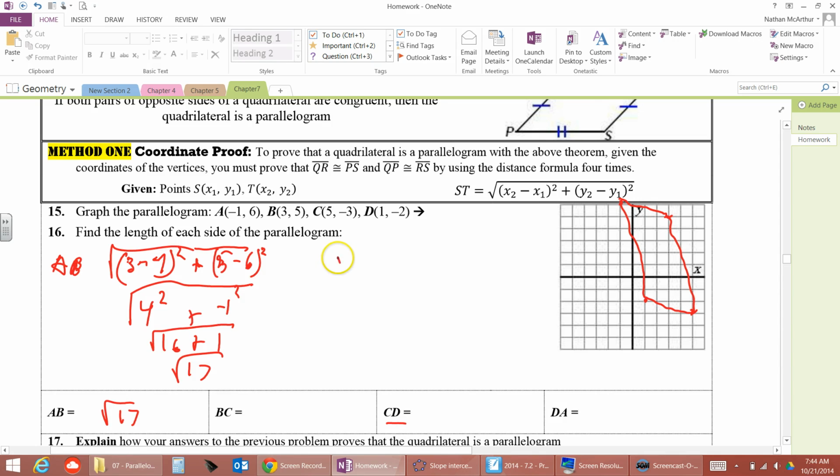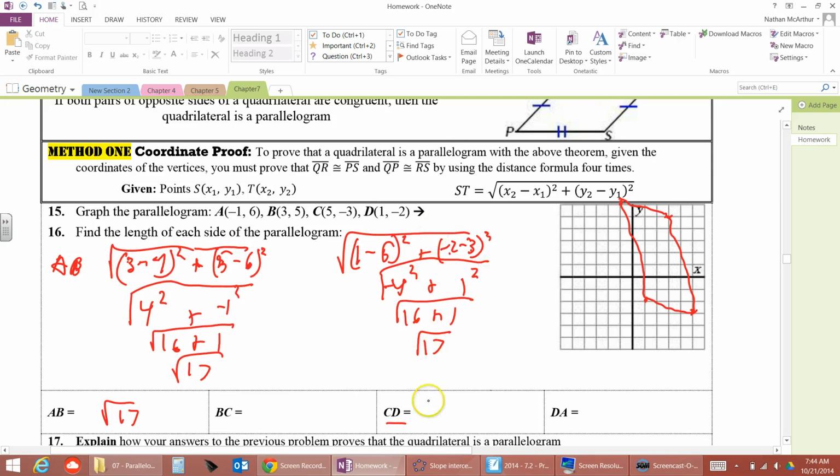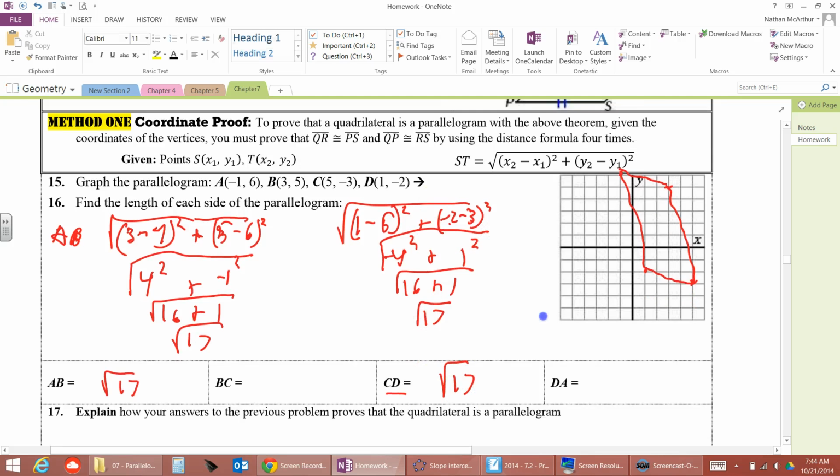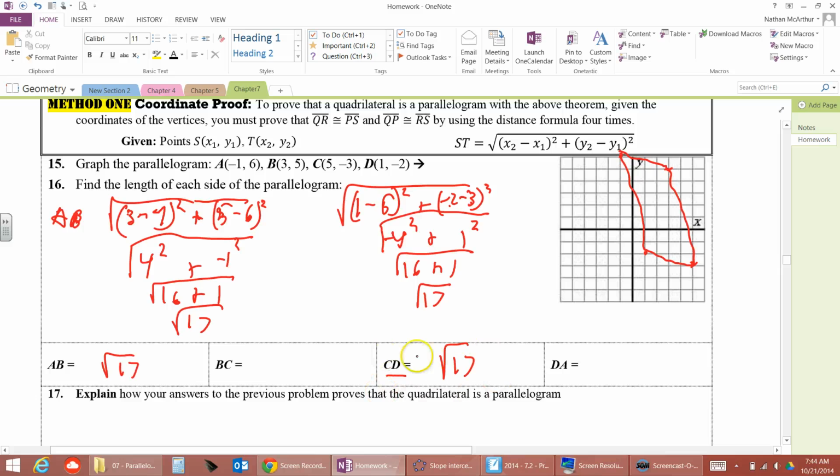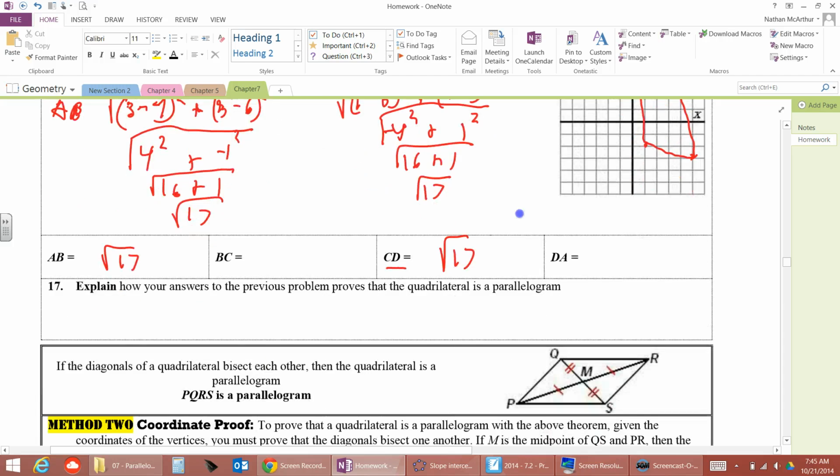And so let's do the square root of 1 minus 5 quantity squared plus negative 2 minus negative 3 quantity squared. So this becomes a negative 2 plus 3, which is a 1 squared plus negative 4 squared, which gives me 16 plus 1, which gives me 17. So I square root all of these, bring my square roots down, and my final answer is square root of 17. So now I can say that it is, because you want to show that they're congruent, square root of 17 equals the square root of 17. Do the same thing again for BC and DA, and you'll be done with that problem.